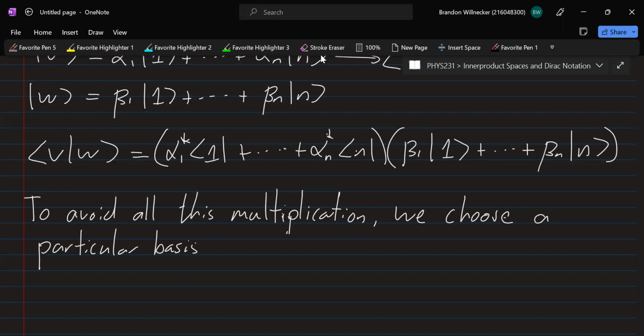Okay, so remember the basis isn't unique. We can choose any type of basis. However, there are particular bases that help with calculations. So in this case, the so-called orthonormal basis really helps a lot with this inner product. So we choose a particular basis called an orthonormal basis.